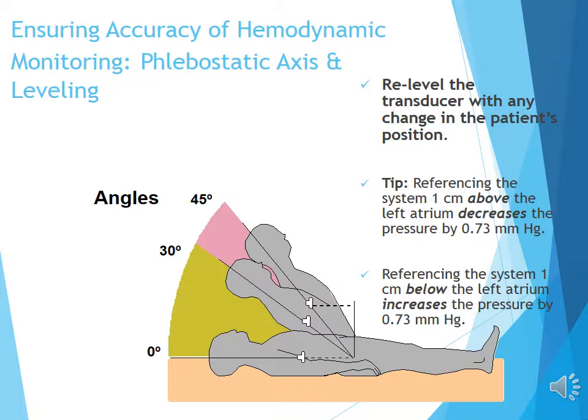And this is just a visual showing you if your transducer is 1 centimeter above the left atrium, so above that phlebostatic axis point, it's going to decrease your pressure by 0.73 millimeters of mercury. So say you're 6 inches off, you're going to be very off on your pressures. So same thing, referencing the system 1 centimeter below the left atrium increases the pressure by 0.73. So if the system is too low, it's going to increase your pressure. Too high, it's going to decrease the pressure. But it can make a big change in what you're looking at, so make sure it is accurate.